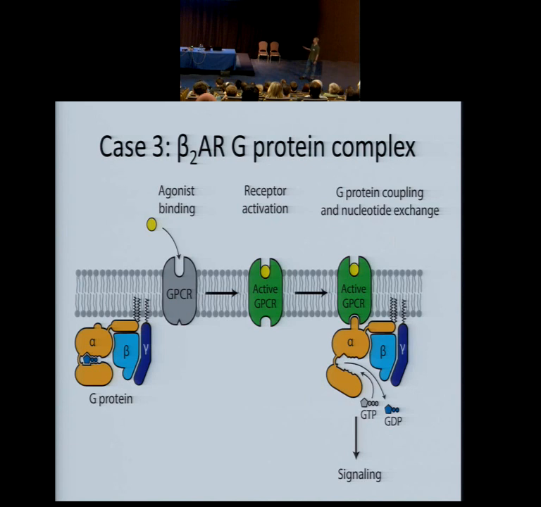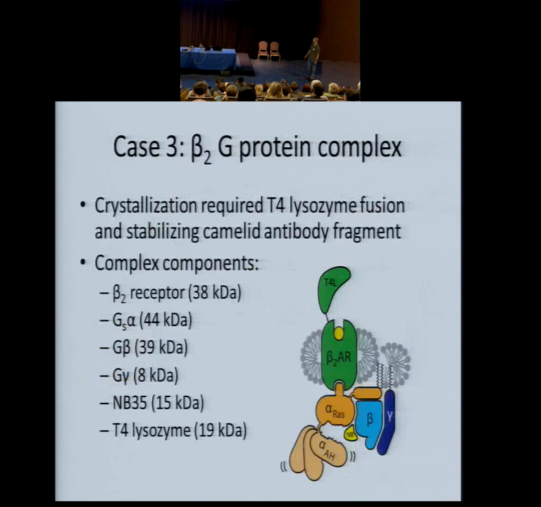So the complex that we were trying to crystallize is the one shown here, the nucleotide-free state, which is sort of an intermediate in this signaling process. To do this required a lot of protein engineering, a lot of biochemistry work. This is work that was done by Søren Rasmussen in our lab. And one of the things that he did was inclusion of an N-terminal T4 lysozyme molecule, which provides hydrophilic surface area on the extracellular portion of the receptor.